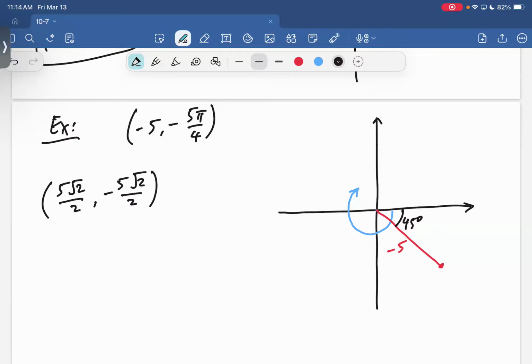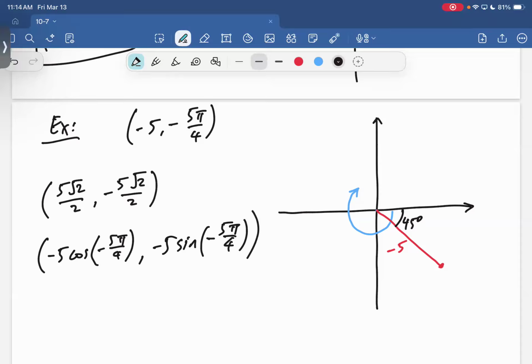Blue tells you the angle, red tells you the radius here. So this is cosine. We're going off of this line right here. Yes, that's the point we're looking for. Yeah, cosine's positive there. But r is also negative, so negative.